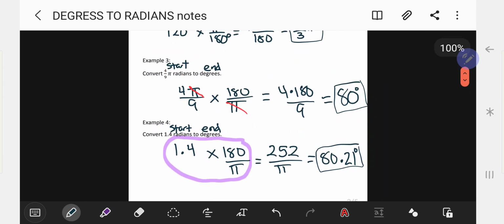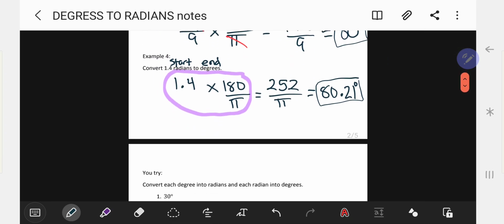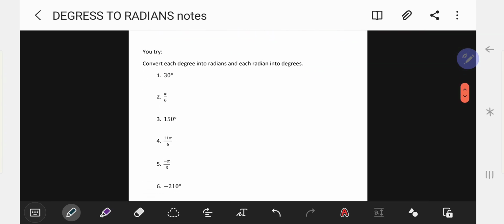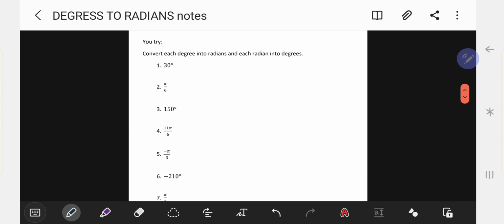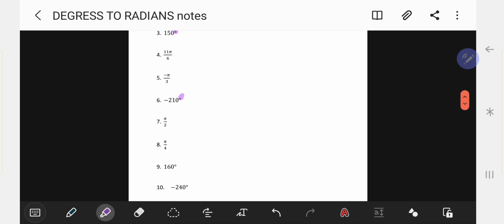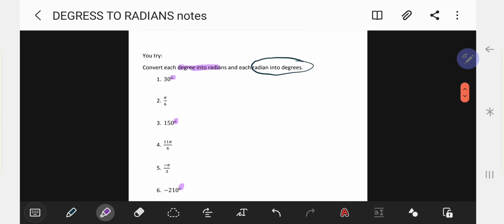Okay, so you are going to practice doing that. You have a couple of questions right here that you're going to practice in just a second. You have 10 questions, so you can practice converting. Make sure that you're paying attention to, are you going from degrees to radians, or are you going from radians to degrees? Anytime it has this little symbol at the top, that implies that you're starting with degrees. Everything else will mean that you are starting with radians.